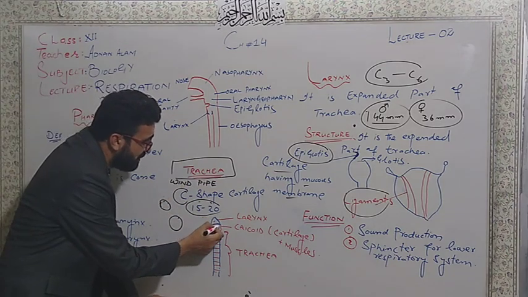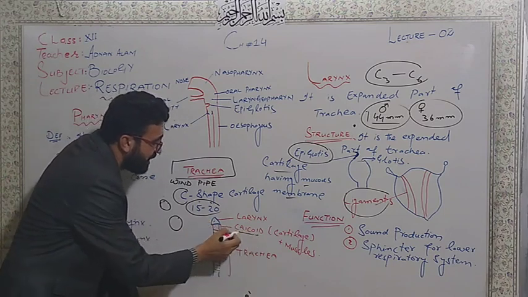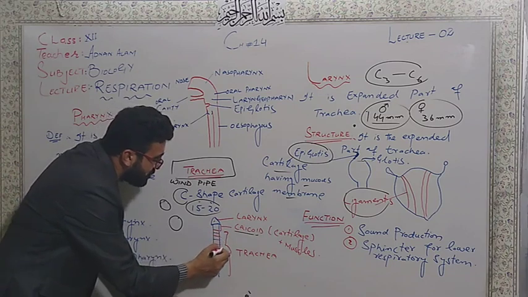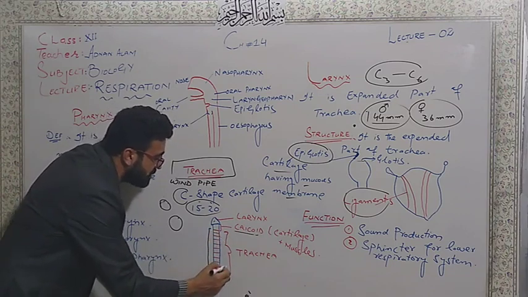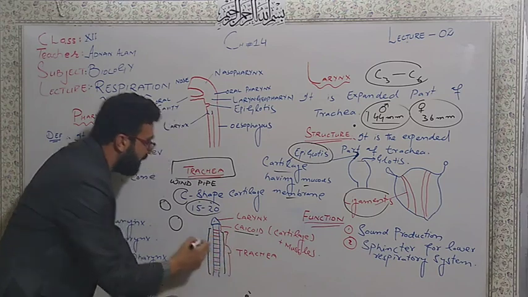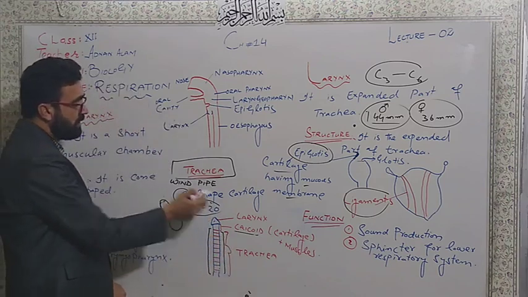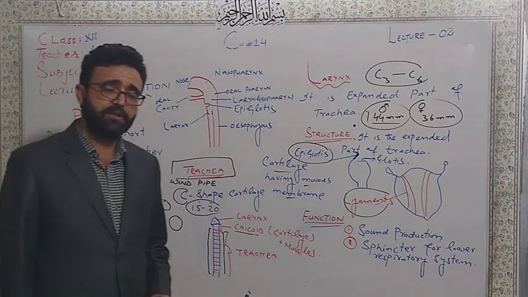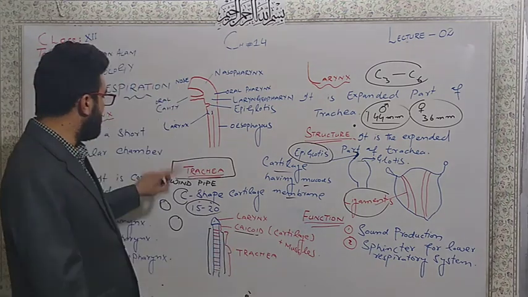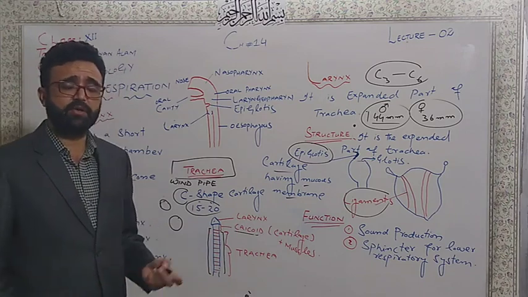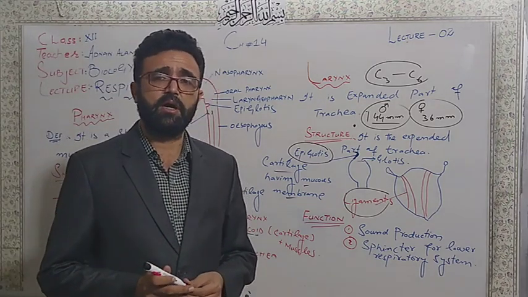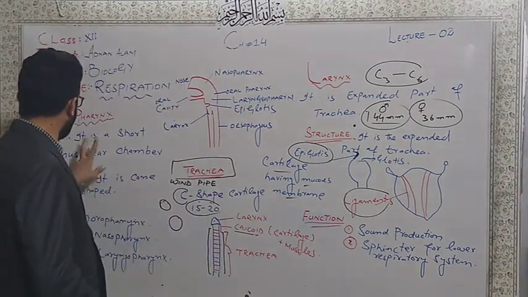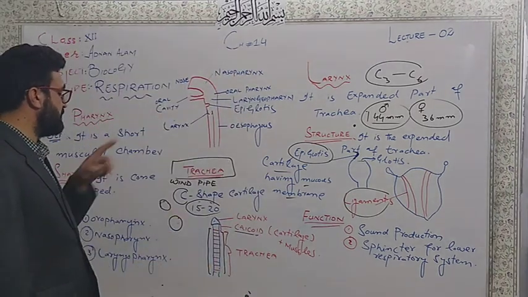Now this is the larynx. Below the larynx there is the cricoid cartilage. The cricoid cartilage connects to the trachea, and then the trachea is present here. Usually 15 to 20 rings of C-shaped cartilage are present. After that, the trachea divides into two tubules, which are called bronchi. So my dear students, that is all about the pharynx, larynx and trachea.